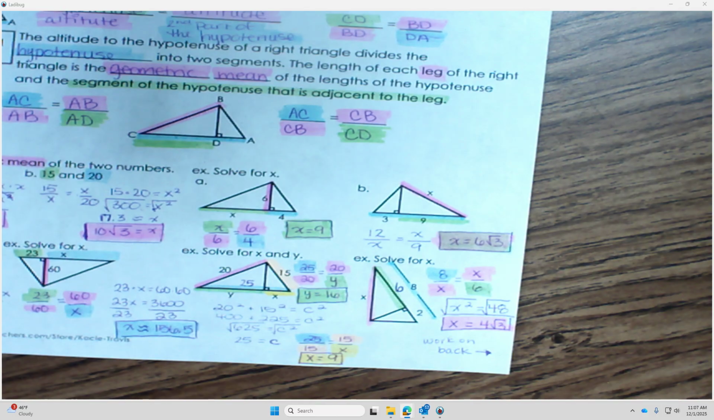You have your this or that worksheet to work on, and I will have posted within a few minutes of making this video some media to go along with practicing geometric mean, geometric mean with triangles, as well as simplifying radicals. So make sure you check your media. Have a wonderful day.